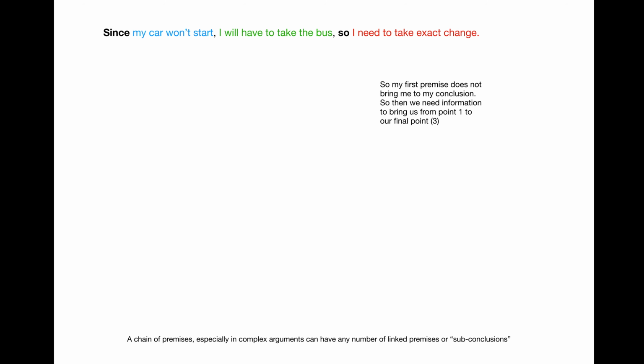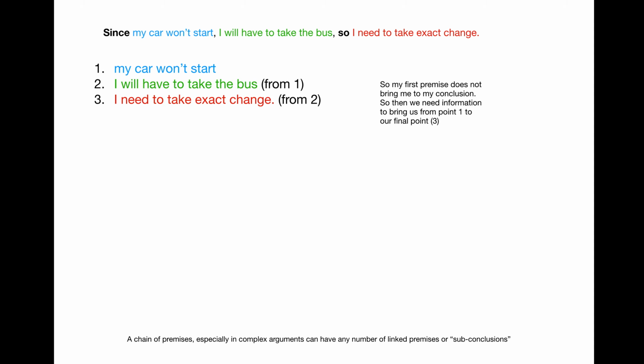Okay, so my first premise does not bring me to my conclusions, so we're going to need to look at that after. All right, so we make our list. Number 1, my car won't start. Number 2, I will have to take the bus. From 1. Why will I have to take the bus? Because my car won't start. And then 3, I need to take exact change because I have to take the bus, okay?